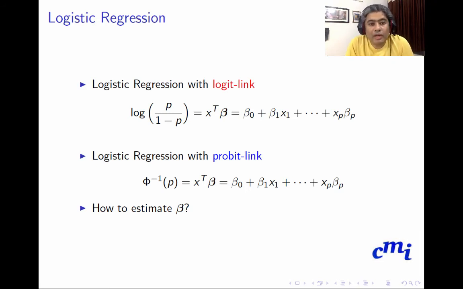So effectively, our model boils down to a logistic regression with logit link, where we can model log of p over 1 minus p equal to x transpose beta, where x transpose beta is beta naught plus beta 1 x1 plus beta 2 x2 plus dot dot dot beta p xp. And logistic regression with probit link is inverse of the normal CDF of p equal to x transpose beta, equal to beta naught plus beta 1 x1 plus dot dot dot beta p xp.